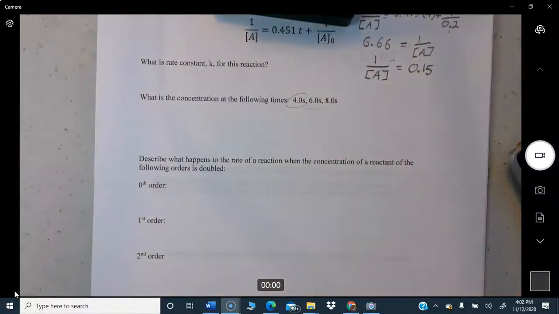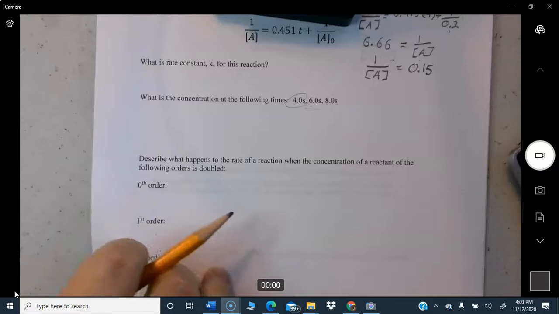Okay, describe what happens to the rate of a reaction when the concentration of a reactant of the following orders is doubled. So if you double the concentration of a reactant for a 0th order, how does that affect the rate? If you double the concentration of a 1st order reactant, how does that affect the rate? If you double the concentration of a 2nd order reactant, how does that affect the rate? That's in the video. I've talked about it several times. And you want to know those relationships, okay? So go back and watch the video if you don't know the answer to that off the top of your head. All right, so I'm going to leave that one for you to do. That is out of the video.